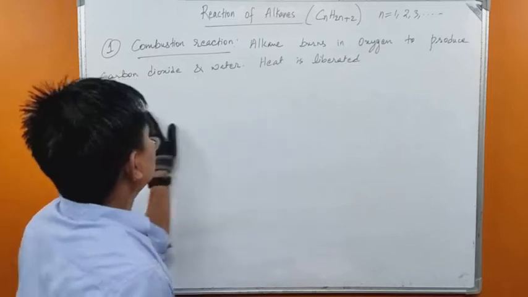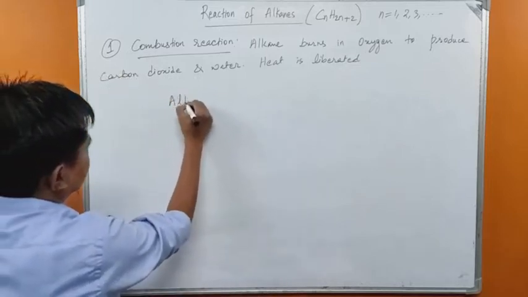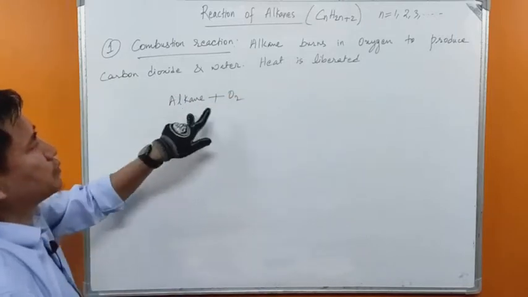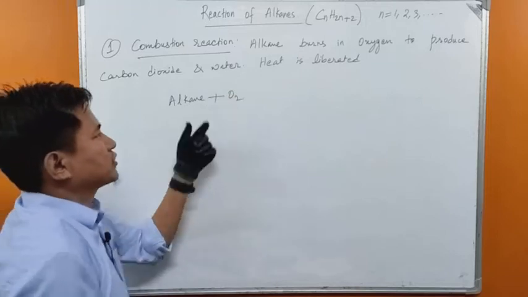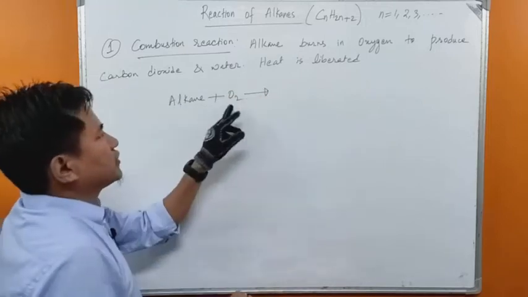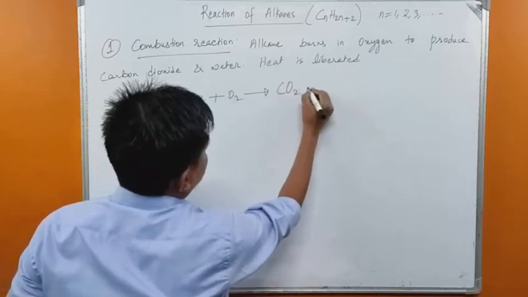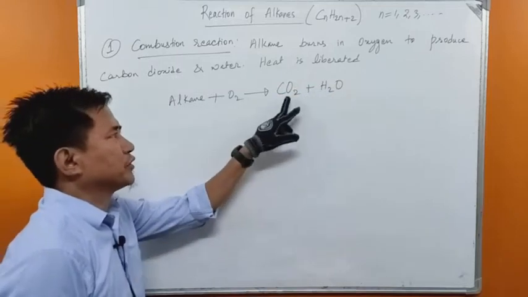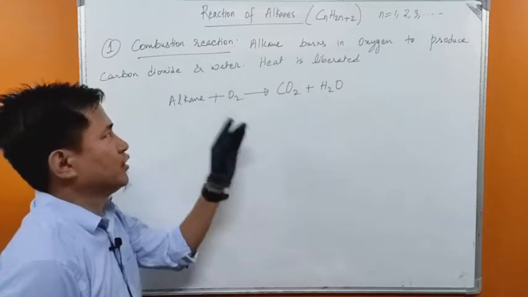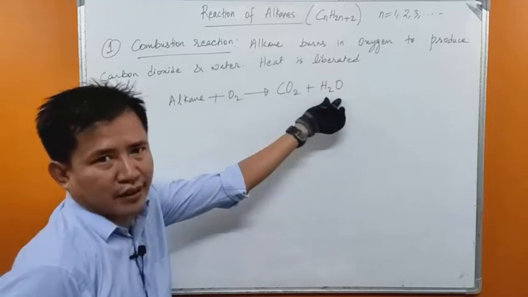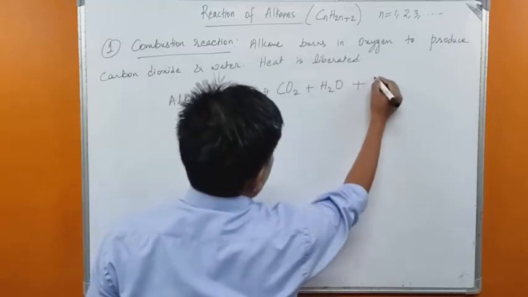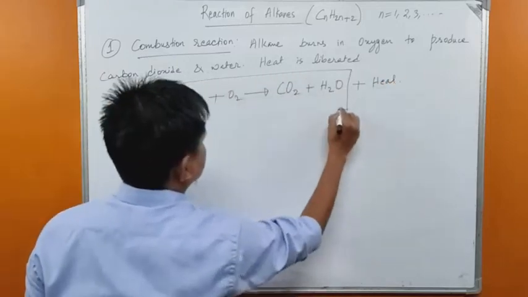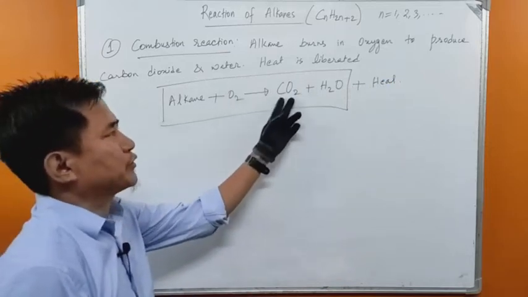So let me write the general reaction for alkane. Alkane reacts with oxygen, means burns with oxygen. Alkane burns in oxygen always, okay? Alkane burns in oxygen to produce carbon dioxide plus water. Are you getting me? Any alkane, when it burns in oxygen, produces carbon dioxide and water, and at the same time heat is also liberated. So this is the general reaction for alkane.